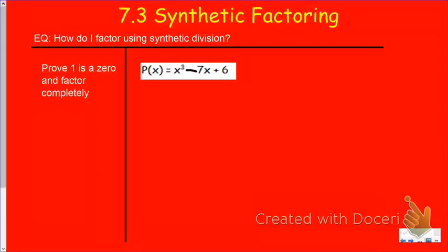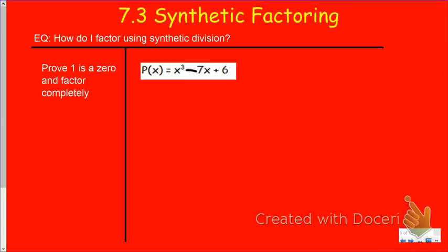Hi guys. So today we're going to look at a different kind of factoring. What we're going to do is look at factoring that we couldn't do without synthetic division. So to start, we're just going to show how this process works. We're going to prove that a number is a zero of this function, and the way we're going to do that is by using synthetic division.